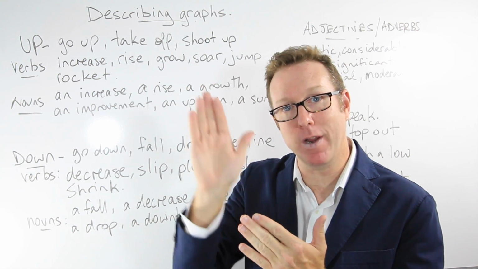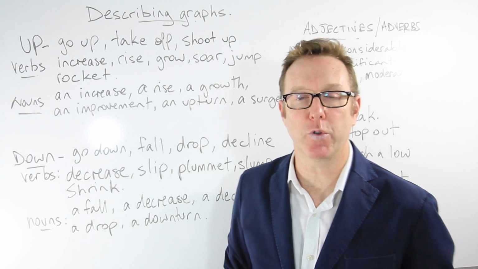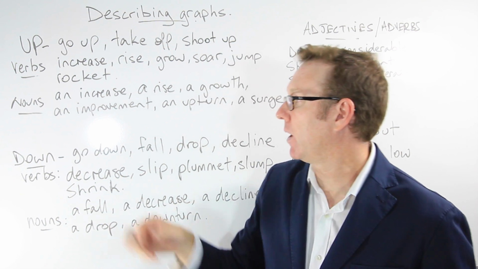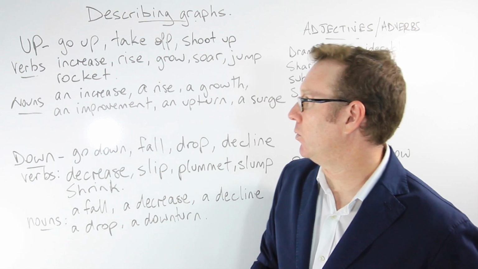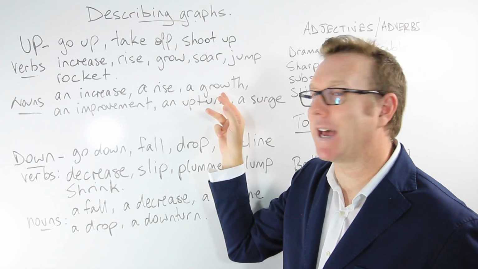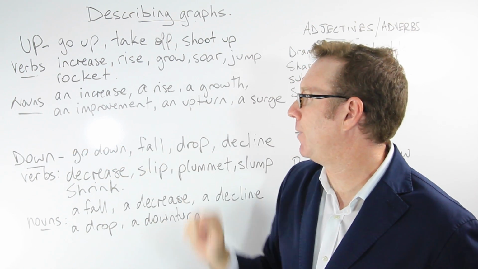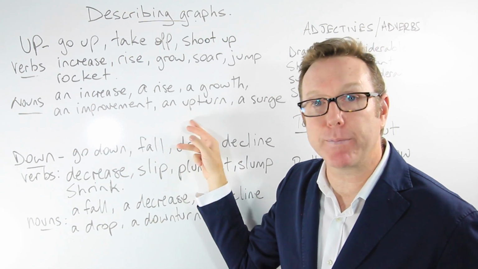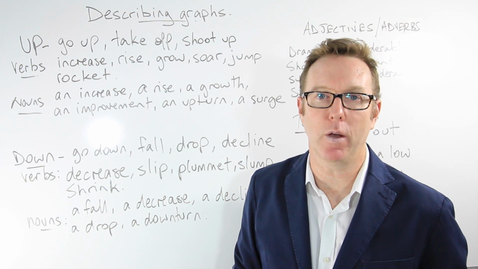Also, we use nouns when we're describing a graph. For example, we talk about an increase in sales. We talk about a rise in sales. We talk about a growth in sales. We talk about an improvement in sales, an upturn or a surge, we could also say as well.